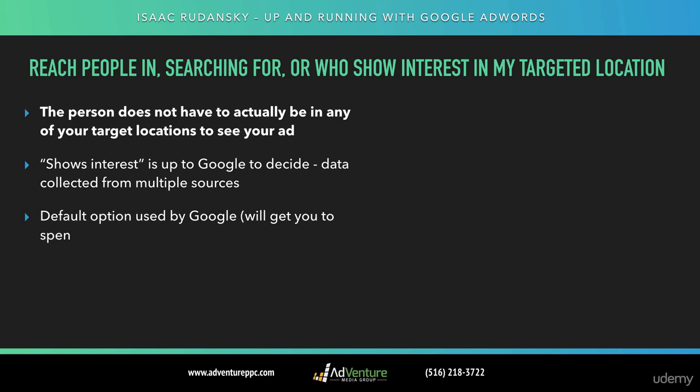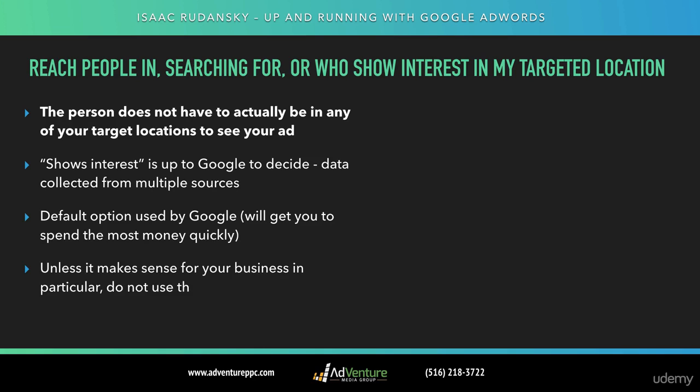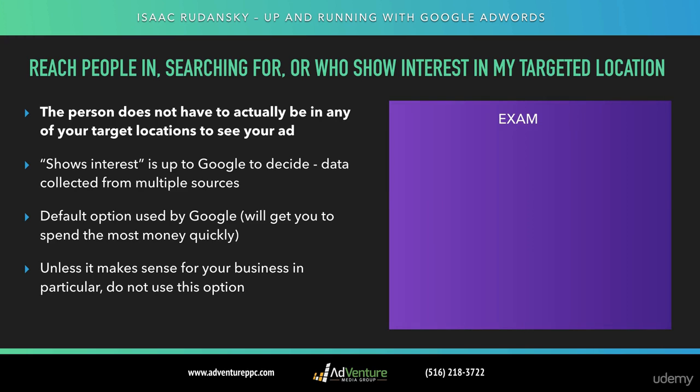This is the default option used by Google. It will get you to spend the most money quickly, but we don't recommend it. Unless it makes sense for your business in particular, don't use this option. If you want to go broad, or you have certain types of businesses, we're going to give an example in a second, then it could make a lot of sense for you. So it's not necessarily a bad option. Just know what you're getting yourself into. So let's go through a quick example.